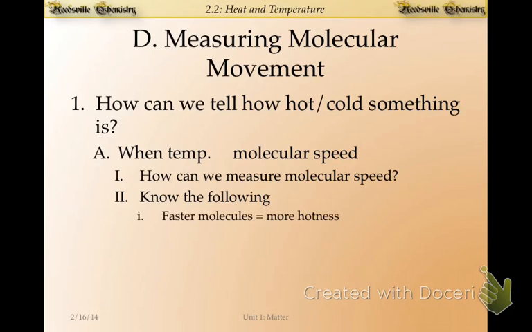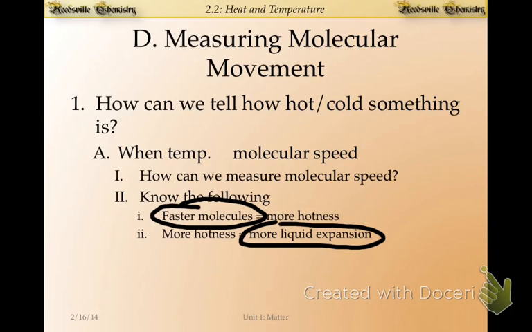Well, we know the following from previous slides. Faster molecules equal more hotness. We saw that with the balloons. The hotter the balloons are, the faster the molecules move, the more force they're pushing on the balloon with. The more hotness, the more liquid expansion. And we saw that with the test tubes, right? The hotter the liquid was in the test tube, the higher it expanded. So we can make the assumption that the faster the molecules are, the more liquid expansion there is. We can relate these two things. And we know that faster molecules equal higher temp.